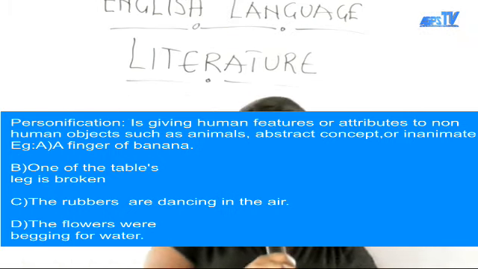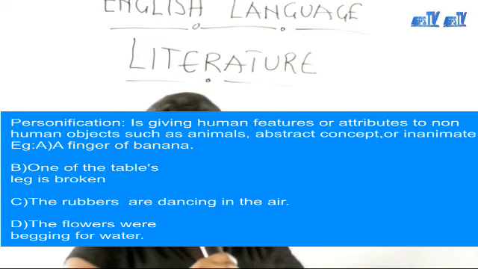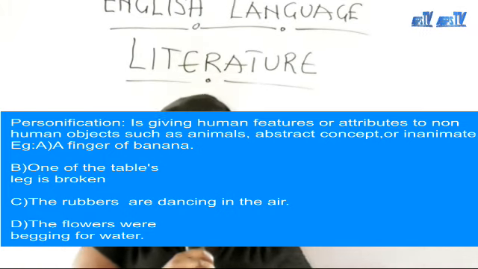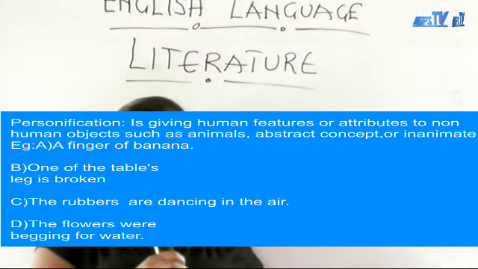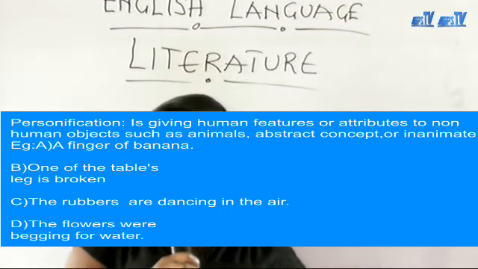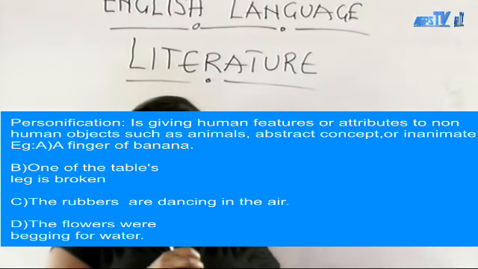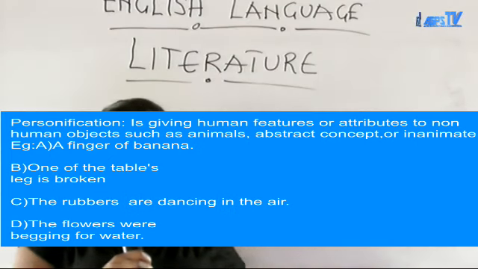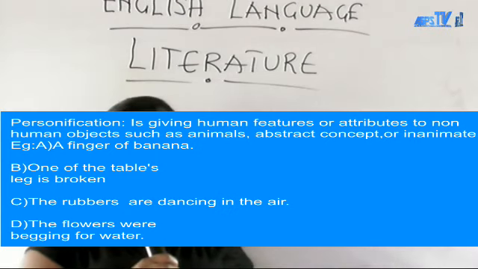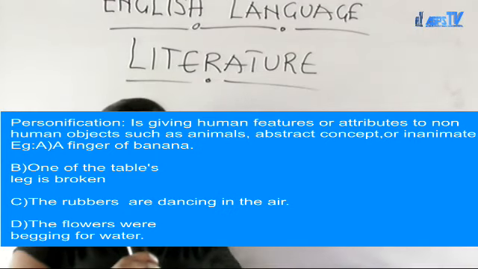Then, the flowers were begging for water. Flowers are inanimate things. How can an inanimate thing beg for water? Human beings beg for something, not inanimate things. So here we are using flowers, taking the trait of a human being. That is, the flowers were begging for water.